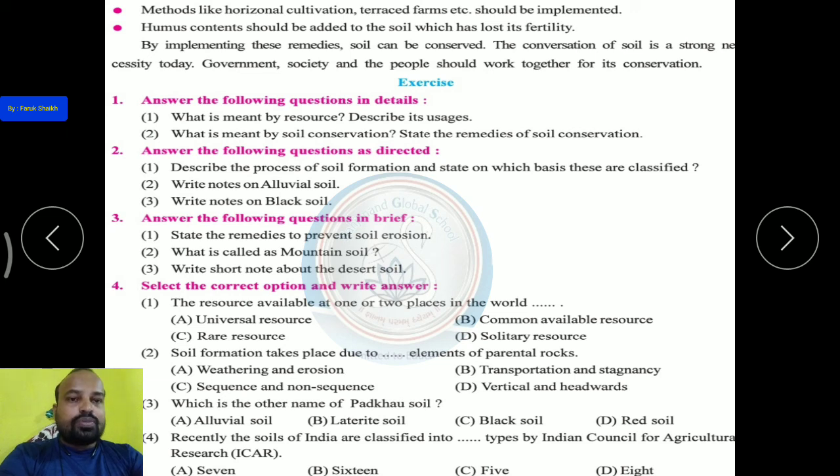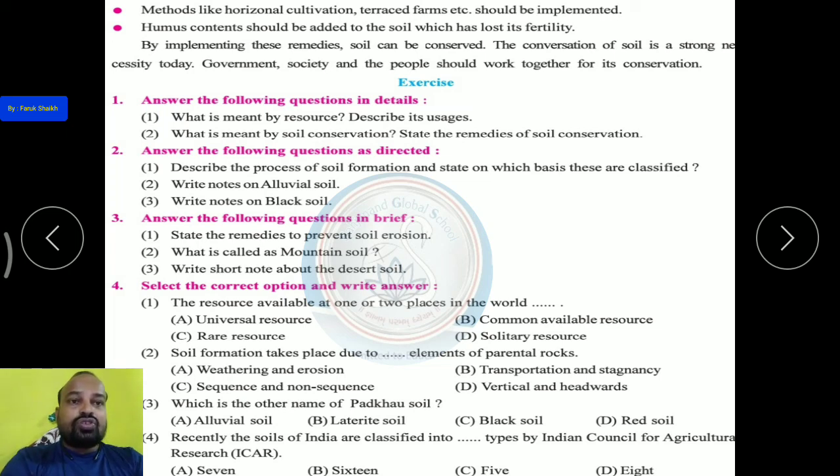On the basis of color, climate influence, structure, and humidity, because ICAR classifies them. Write a note on alluvial soil. Write a short note on black soil. Answer the following briefly. State the remedies to prevent soil erosion. Which are the remedies for soil erosion?